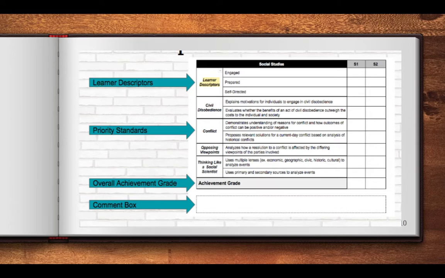Finally, on the report card, you will see an achievement grade for semester 1 and semester 2. And then students, not all students, but many students will receive a comment in the comment box. These comments will be personalized for the students and really target areas where they might be over excelling or working at a higher level, or where they might be struggling or experiencing difficulty.